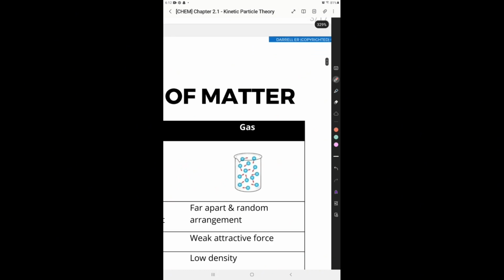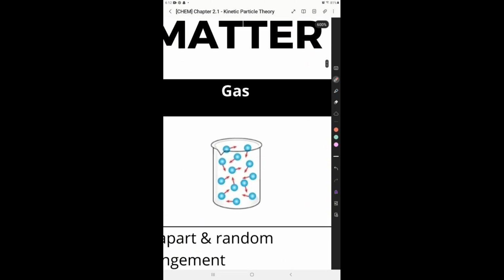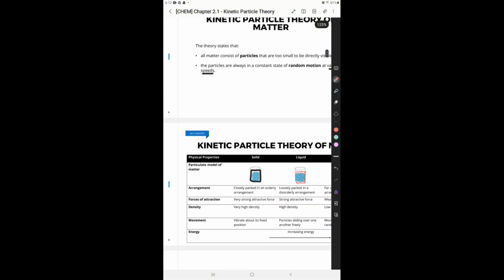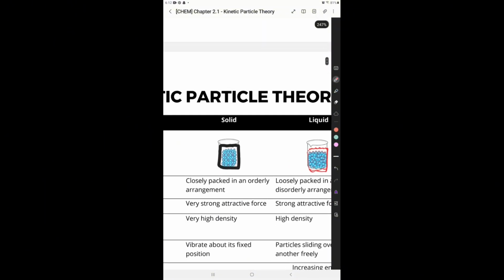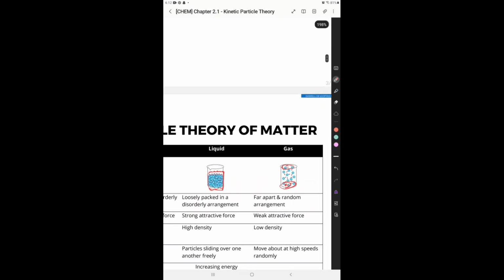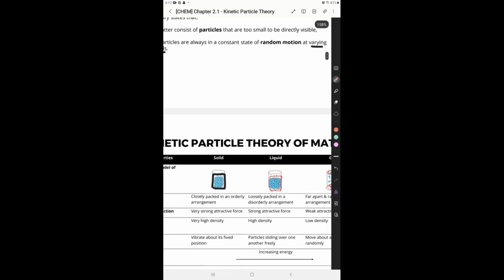And in gases there is a different story. It's completely different because these atoms are so far apart from each other and they are in continuous random motion. They are just moving here and there. Some of them are at the top of the cylinder, some of them are at the bottom of the cylinder. Okay, so arrangement, as I've said: in solids they are closely packed together in an orderly arrangement, in liquids they are a little bit loosely packed, and in gases they are very, very far apart.